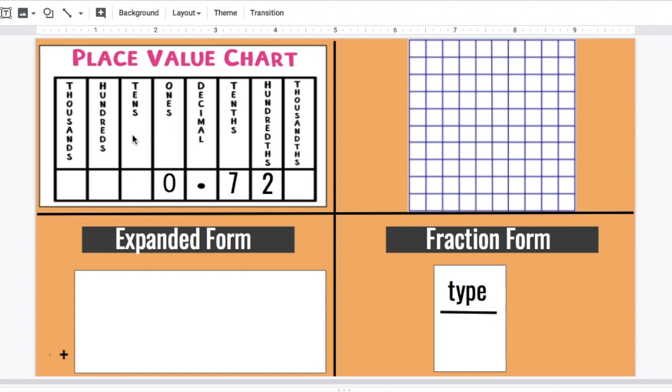This example shows the place value chart filled in. There are 0 ones, 7/10, and 2 hundredths, which is the same thing as 72 hundredths in decimal form. To show 72 hundredths, on my grid, I would add 7/10 or 7 orange strips and 2 hundredths or 2 small yellow squares.